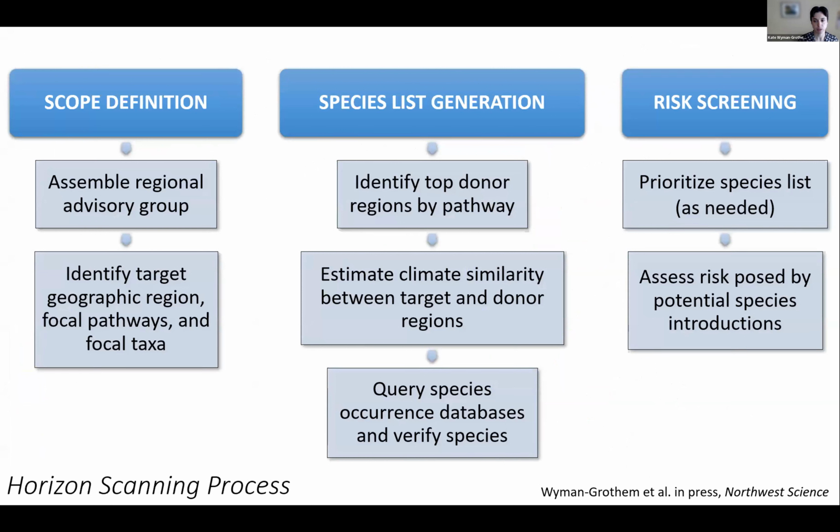The final phase of the project was to take the list of species present in those high or medium climate match jurisdictions and screen them for potential high risk to the Pacific Northwest. This phase took advantage of the service's established method for conducting rapid risk screening for individual species called the Ecological Risk Screening Summary.